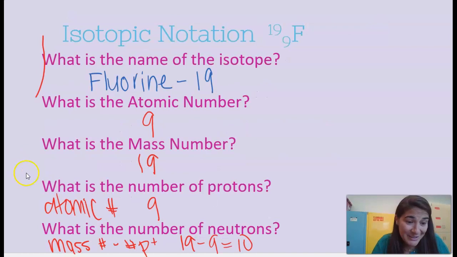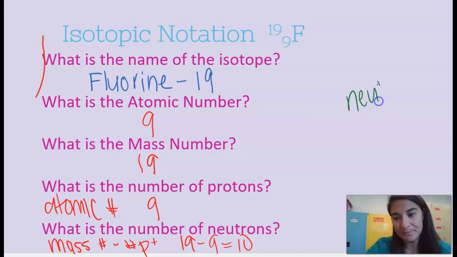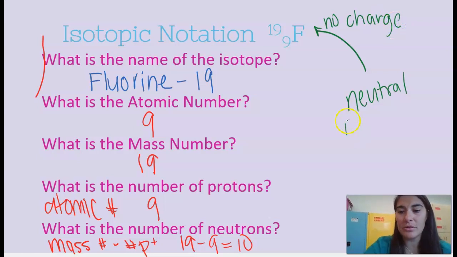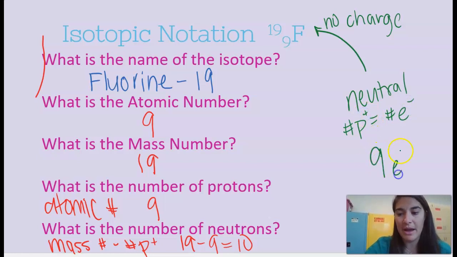I believe there should also be what is the number of electrons written on here, but for some reason it's not showing up on mine. If it was there, which I think it's supposed to be, the number of electrons for something that is neutral, right? So we have a neutral atom here, right? Because there's no charge. And so when something is neutral, the number of protons equals the number of electrons, okay? And therefore we would have 9 electrons in this one.